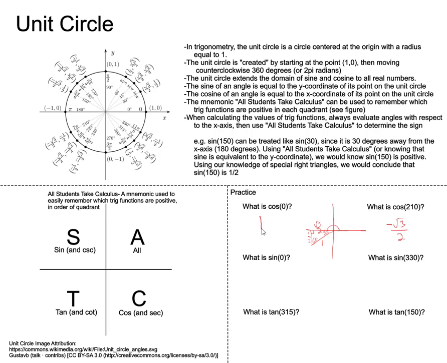What is the sine of 0 degrees? Again, we're starting at the point 1, 0. Sine is going to be the y value, so the sine of 0 is going to be 0.